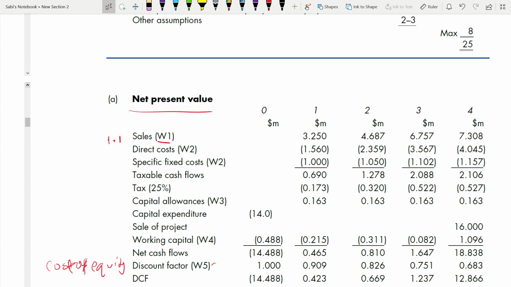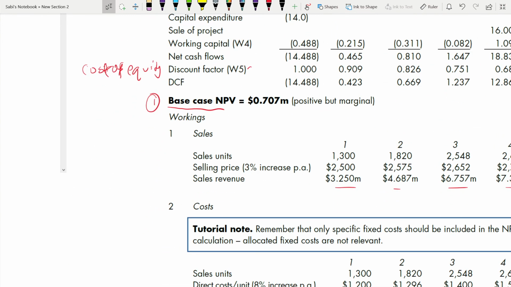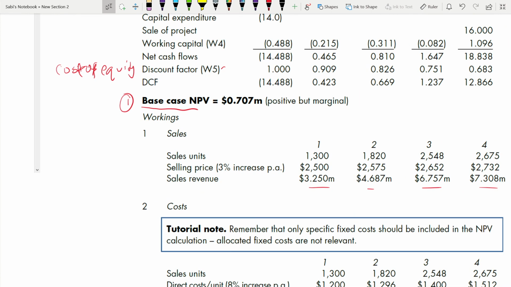Okay, it is a point. Why is it a point? It is not 3250. It is 3.250. Why? All these are in millions. That's why. 3.250 means it is 3,250,000. Right? Make sure, because it's easy for you to get confused.